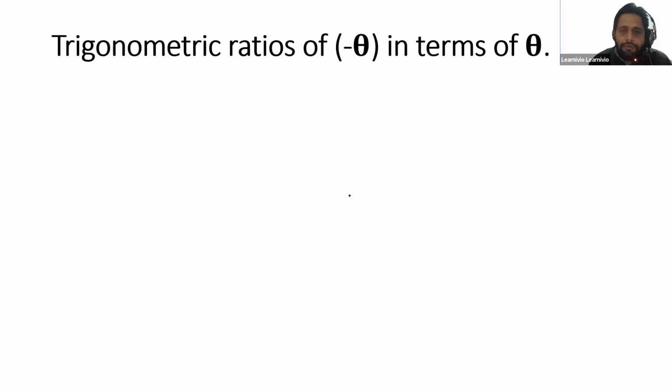Yes, sir. Now next is trigonometric ratios of minus theta in terms of theta. Okay, this is our next formula. Suppose we have this one.